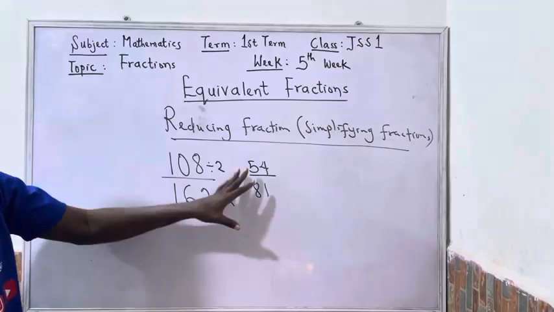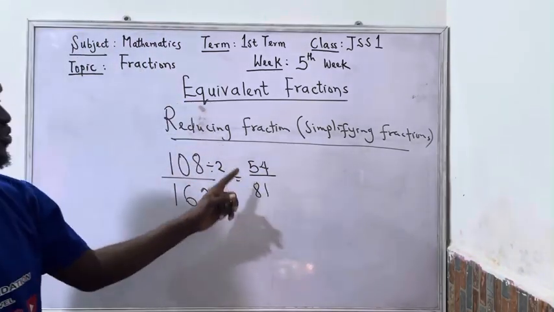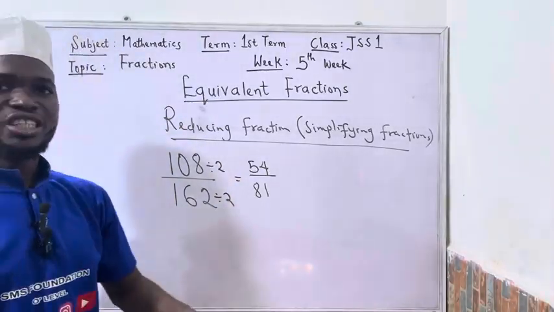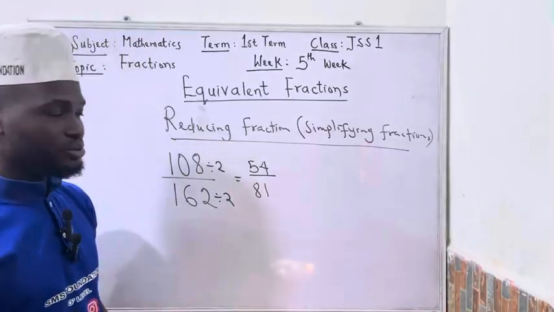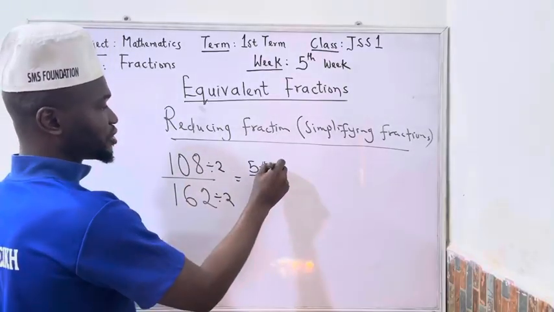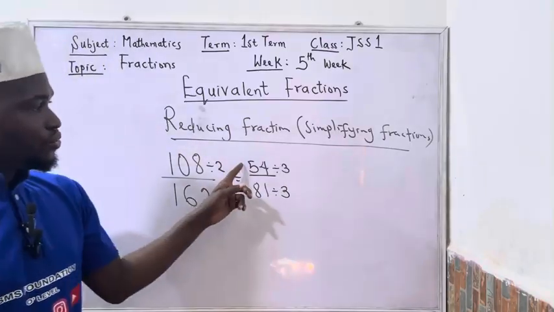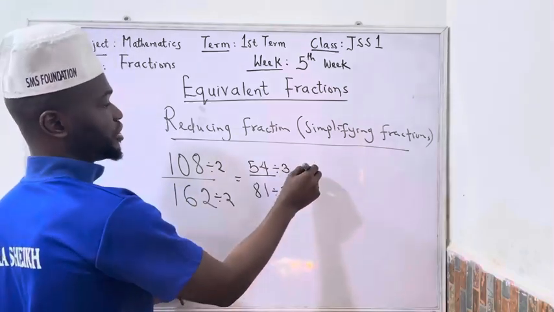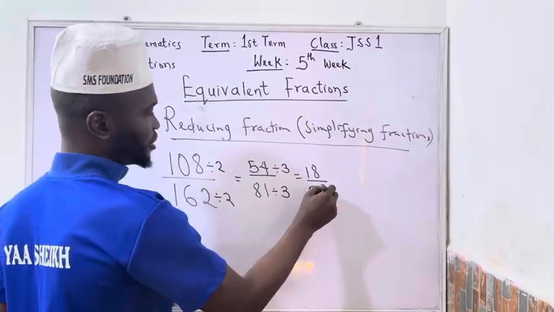Now, you can see that this has reduced better than what we had initially. Now, we have 54 over 81. What we have here can still be reduced further. You don't give up yet. You reduce till you can no longer reduce. So 54 over 81, we can still use 3 to divide both. 3 can work here and 3 can work here. So 54 divided by 3, is that not 18? That will give me 18 over 81 divided by 3, that will give me 27.